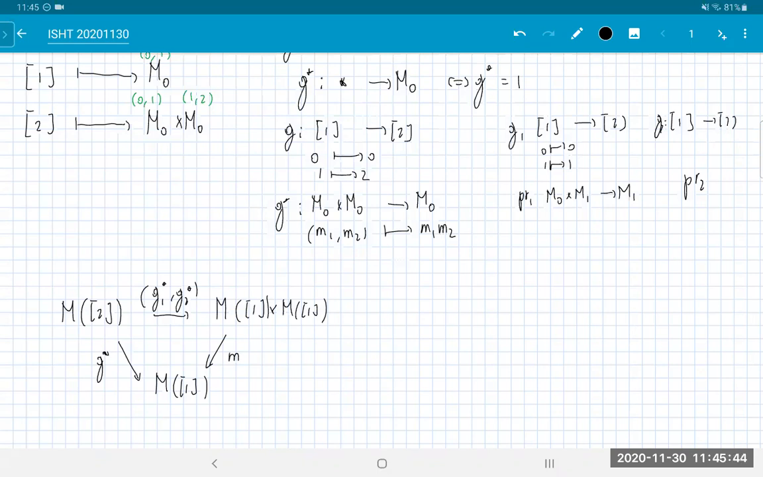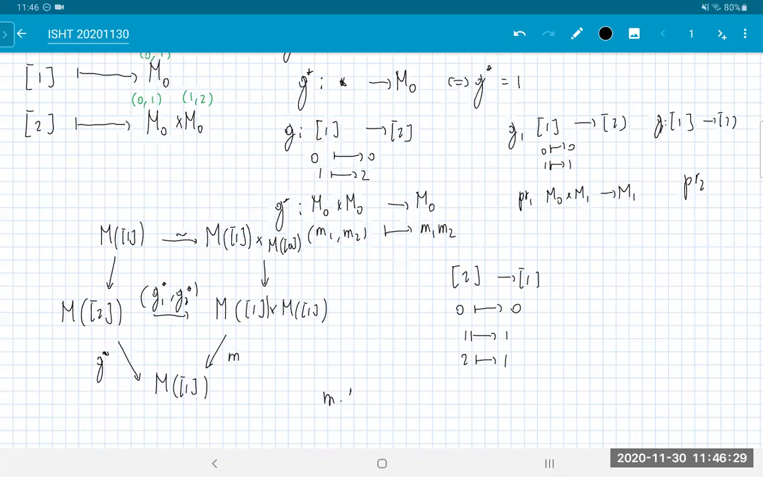And you can consider, for example, the inclusion of the unit in the second object, and this is just M of one. And here there is a map coming from the map from 2 to 1 that sends 0 to 0, 1 to 1, and 2 to 1. And this diagram commutes, and if you unwrap what it means, it's just telling you that M times one is M.